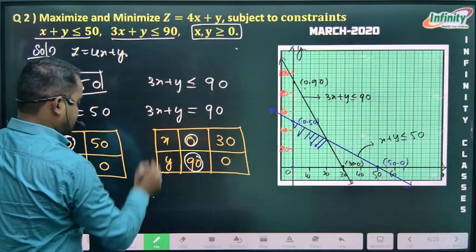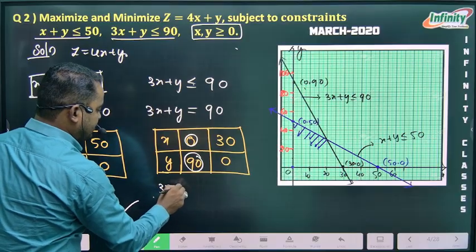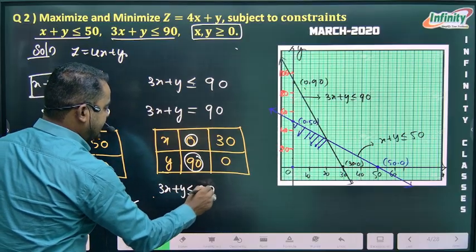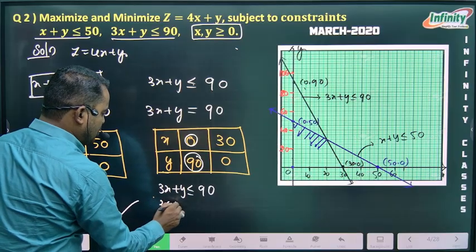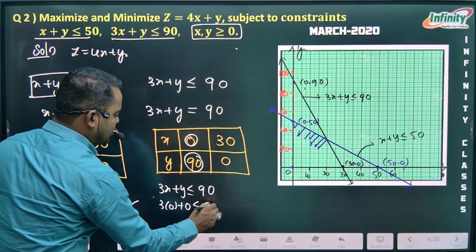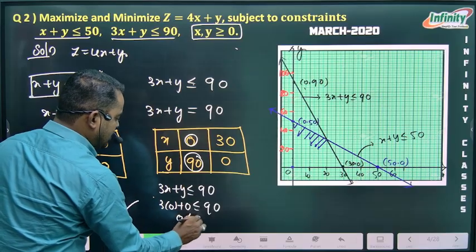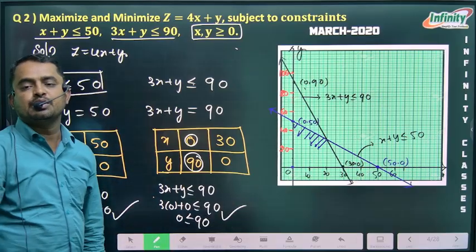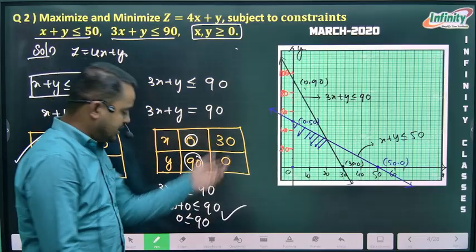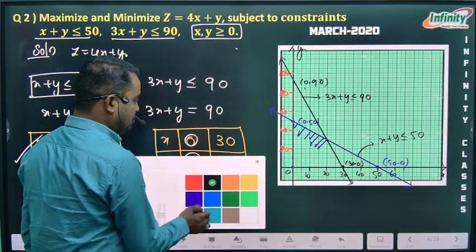So 3x plus y is less than or equal to 90. Then again 3 into 0 plus 0 is less than or equal to 90. Then 0 is less than or equal to 90. Again it is true. This is also true. So it means the solution lies towards the origin.